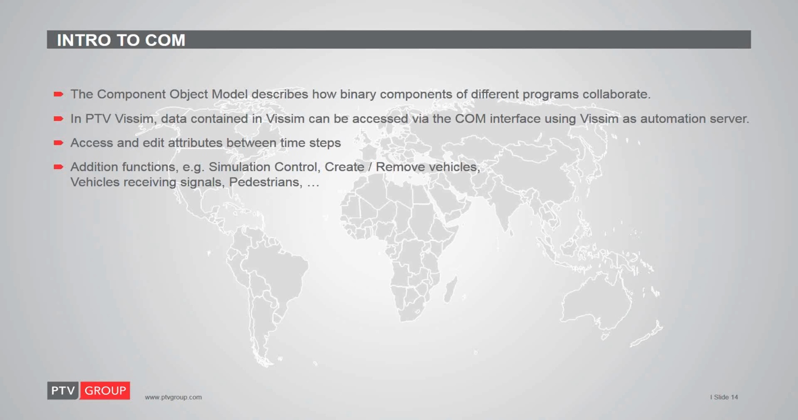So for example, simulation control, so you can run another simulation step or run a simulation until a certain position. You can create or remove vehicles, also pedestrians if you're doing a pedestrian simulation in PTV Vissim, and also simulating how vehicles receive signals or not, depending on their distance from the origin of the signal.